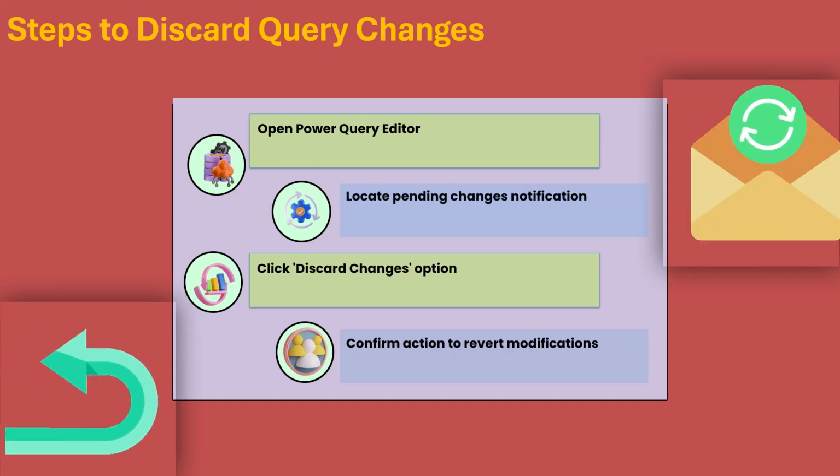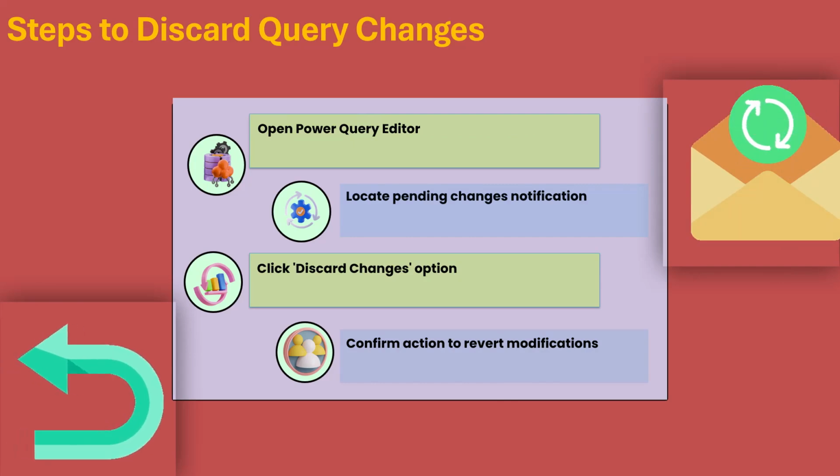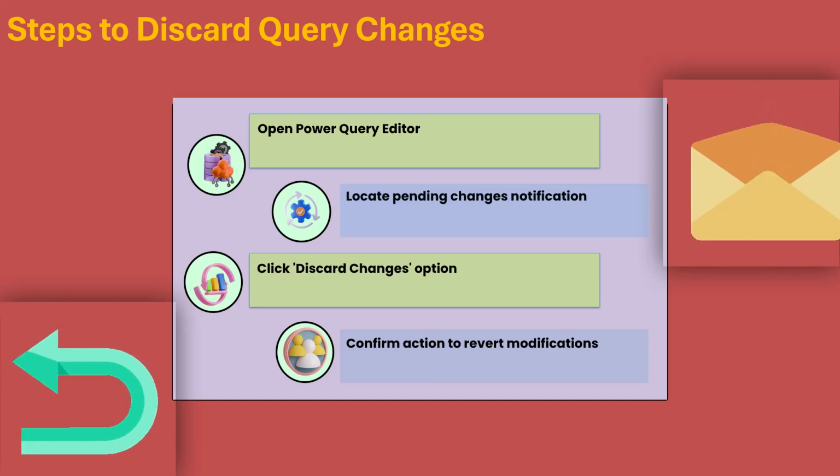Discarding query changes is simple, but it's good to know the exact steps. Open the Power Query Editor, spot the pending changes notification, and hit Discard Changes. Just like that, your modifications vanish, no regrets, no consequences. Think of it as pressing undo after an accidental edit in a document. But be sure before you discard, because once those changes are gone, they're gone for good.